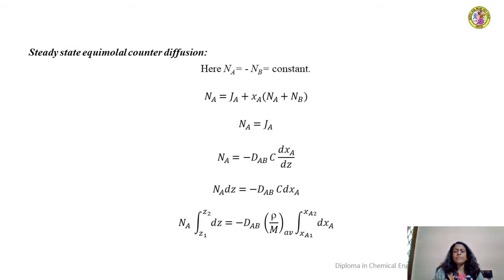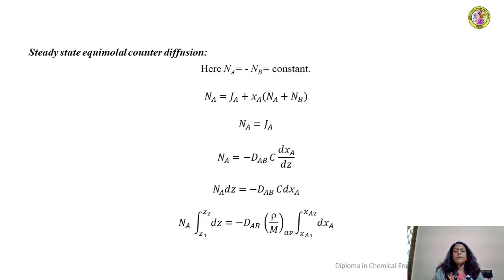If the more volatile component is diffusing from liquid to vapor, then the less volatile component will be diffusing from the vapor to liquid. So when this diffusion is occurring under steady state conditions, if you consider just the liquid phase, then the more volatile and less volatile components will be diffusing in opposite directions. So let us derive the equation for flux for this condition. In this case, both NA and NB will have values, but if NA is positive, then NB is to be taken as negative, because the diffusion is occurring in opposite directions.